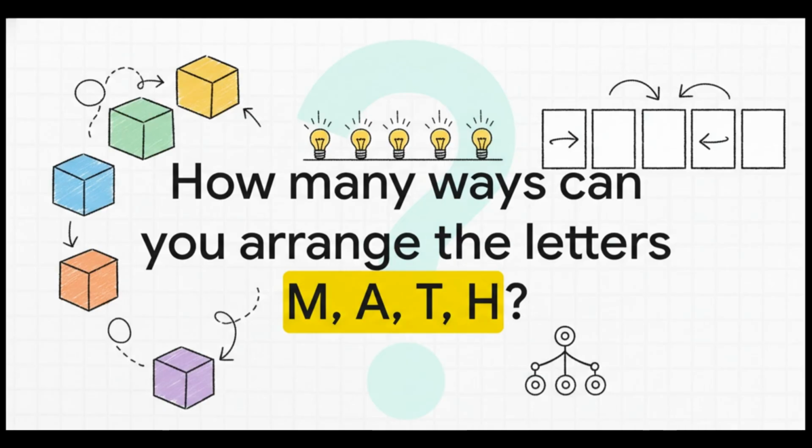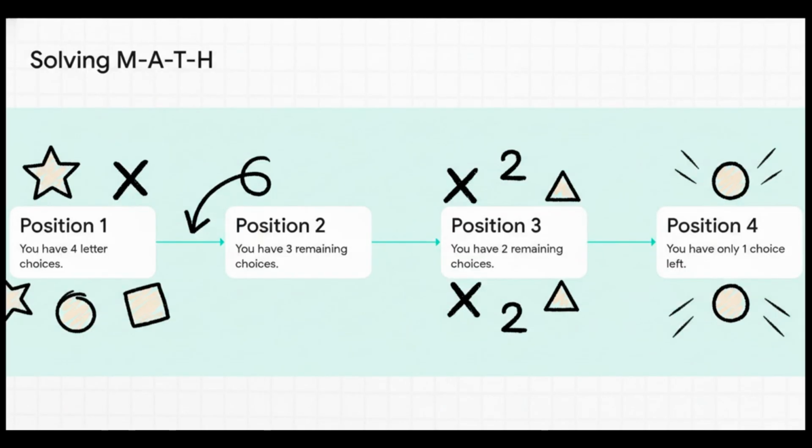So let's make this real. Here's a question for you. You've got 4 different letters, M, A, T, and H. How many different ways can you line them up? Just take a second and think about it. We can actually solve this with just plain old logic, one spot at a time.